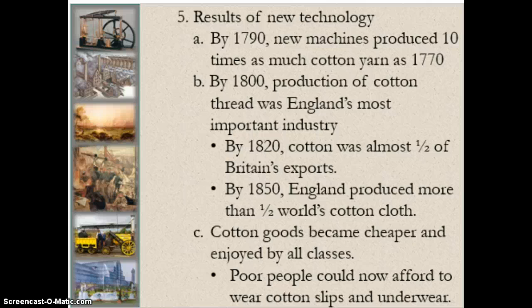By 1800, the production of cotton thread was England's most important industry, so textiles was king. And by 1820, cotton was almost half of Britain's exports. By 1850, England produced more than half of the world's cotton cloth. So they started to corner the market. And interestingly enough, the cotton goods became much cheaper and were enjoyed by all classes. People could now afford to wear cotton slips and underwear.